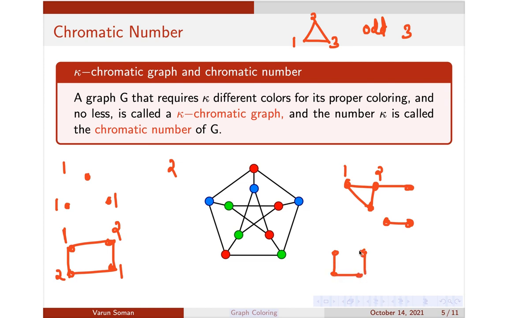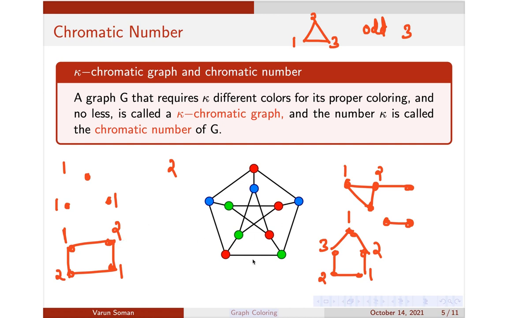Okay, so basically, 5 colors are used. Suppose I am giving 1 color here, 2 color here, again 1 color, 2 color, again I cannot give 1, so 3. So if the graph contains an odd cycle, it will be 3 chromatic. If it contains an even cycle, you will require only 2 colors.